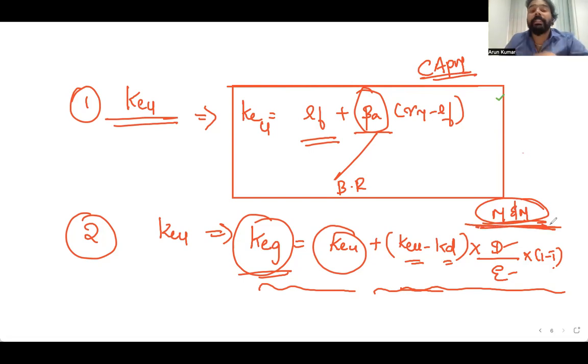This formula arises from the Modigliani-Miller with tax concept. It says that the cost of equity of a geared company will be higher compared to an ungeared company. We have to pay something extra. That difference depends upon the proportion of debt upon equity. And we also need to consider the tax impact, that's why you are multiplying with 1 minus T. Is it clear, everyone? So depending on the information, you can use either approach to find KEU.